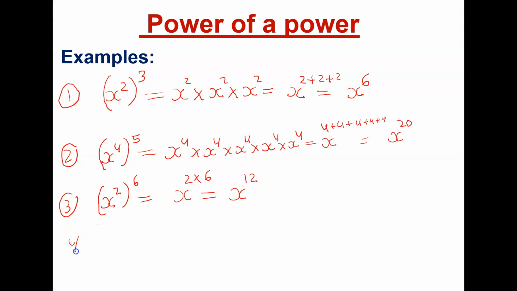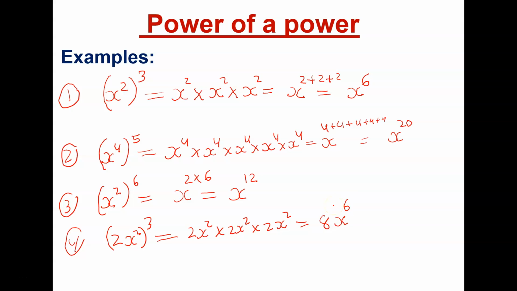Same way, number 4: if I have 2x squared, all of them to the power of 3. Now this one is a bit tricky. If we do the traditional way, it is 2x squared one time, times 2x squared another time, and times 2x squared another time. And that gives you 2 times 2 times 2, that is 8, and x squared, you add the 3 powers, 2 plus 2 plus 2, and that gives you 6.